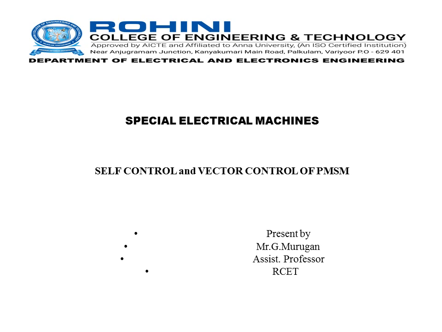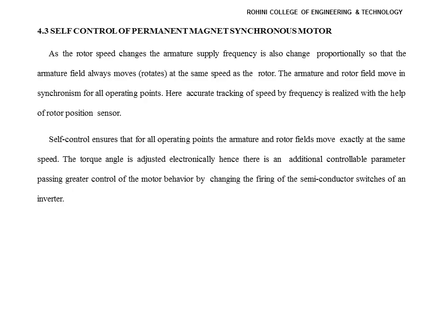Today we are going to see about self-control and vector control of PMSM. As the rotor speed changes, the armature supply frequency also changes proportionally so that the armature field always moves at the same speed as the rotor. The armature and rotor field move in synchronism for all operating points. Here, accurate tracking of speed or frequency is realized with the help of a rotor position sensor.